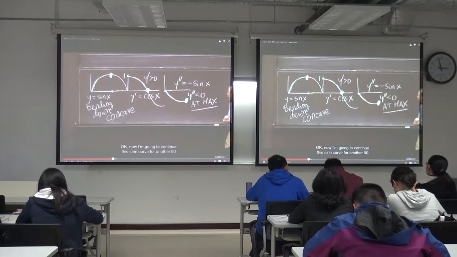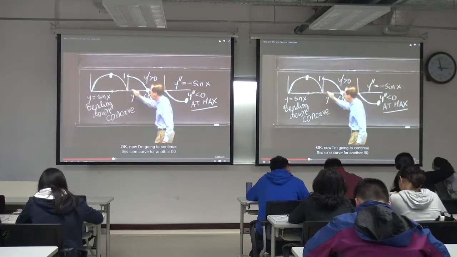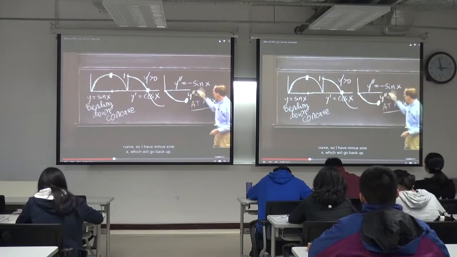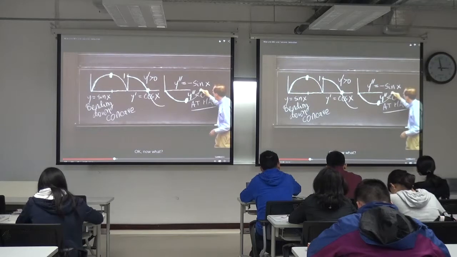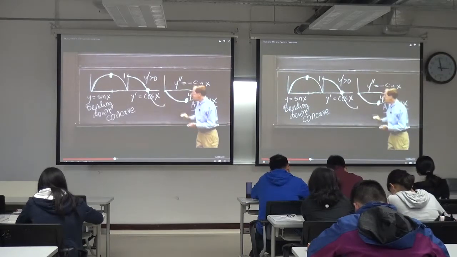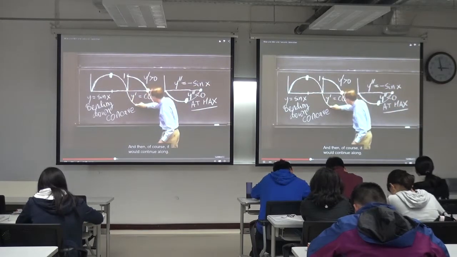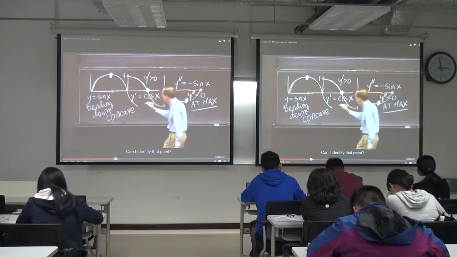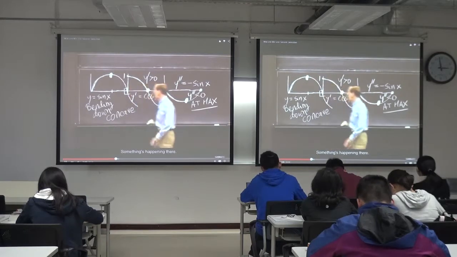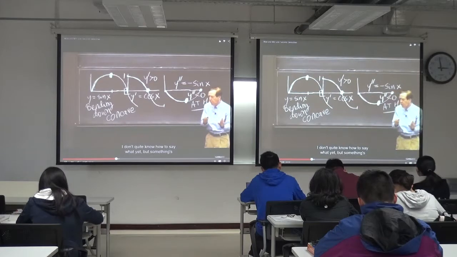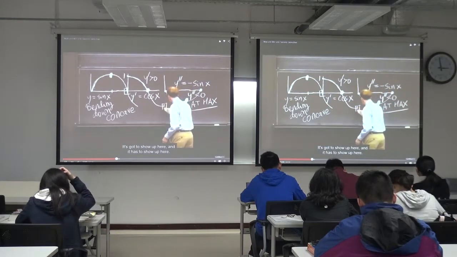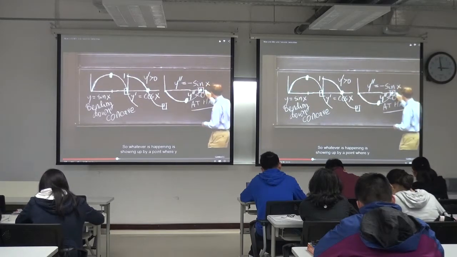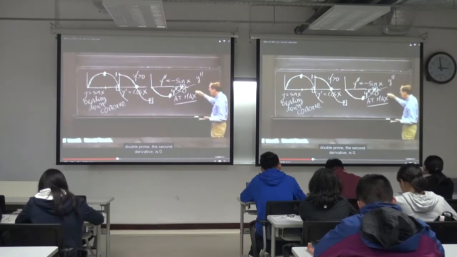Good. Okay. Now I'm going to continue this sine curve for another 90 degrees, the cosine curve, and I'll continue the bending curve. So I have minus sine x, which will go back up. Okay. Now what? And then, of course, it would continue along. Okay, there's something interesting happening at 180 degrees, at pi. Can I identify that point? So there's 180 degrees. Something's happening there. I don't quite know how to say what yet, but something's happening there. It's got to show up here, and it has to show up here. So whatever is happening is showing up by a point where y double prime, the second derivative, is 0.